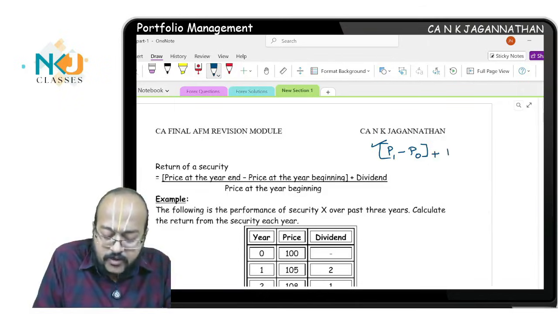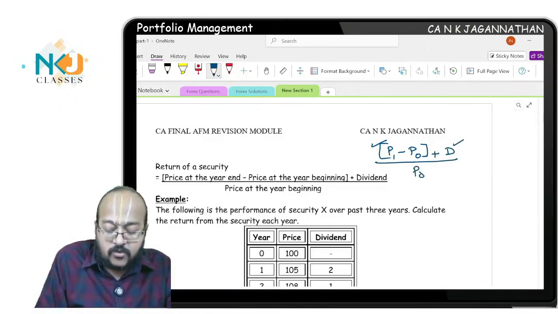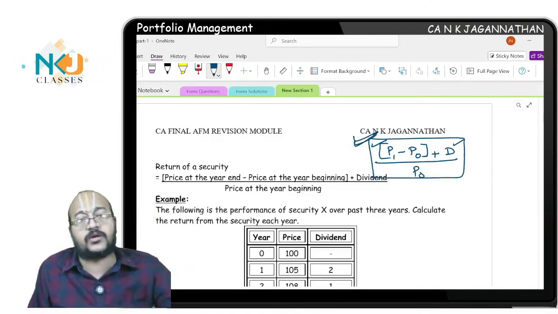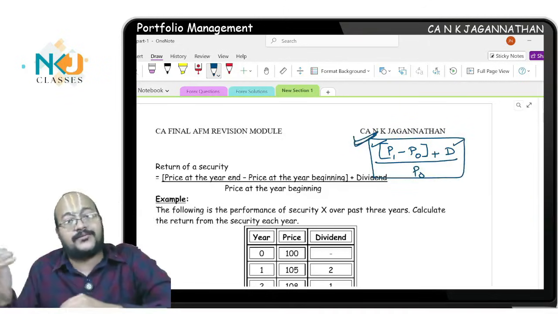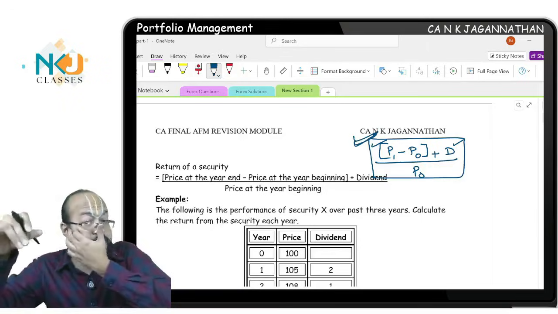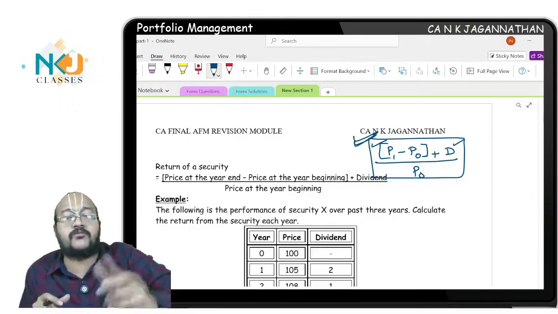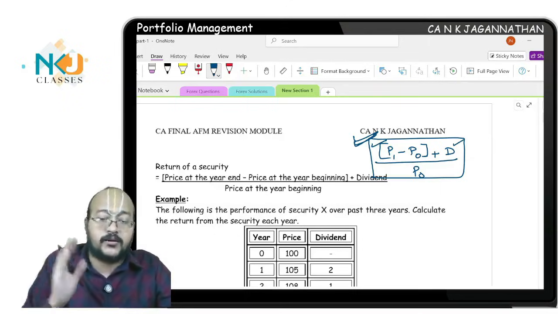Plus you have the dividend. This is the income arising from equity shares, divided by P0. This will give you the return of the security, which means the return of the security is nothing but P1 minus P0 plus the dividend for that particular year. If you are computing the first year return, you consider the first year dividend, and divide the whole thing by P0. You will get the return in percentage terms.